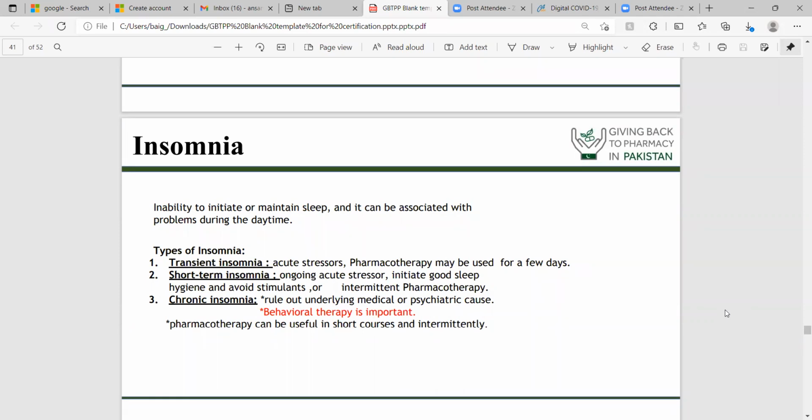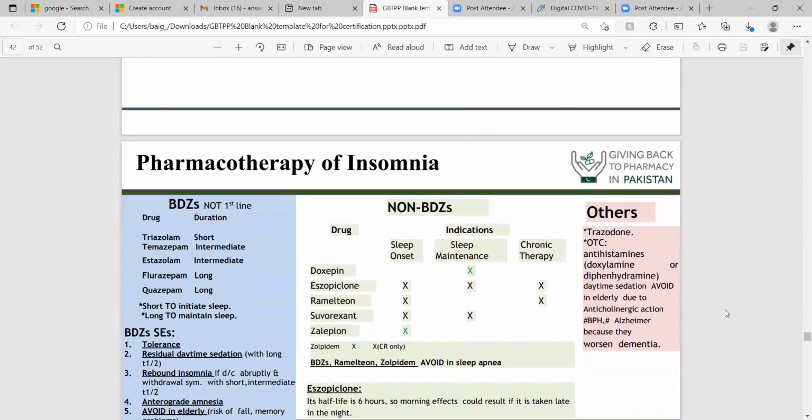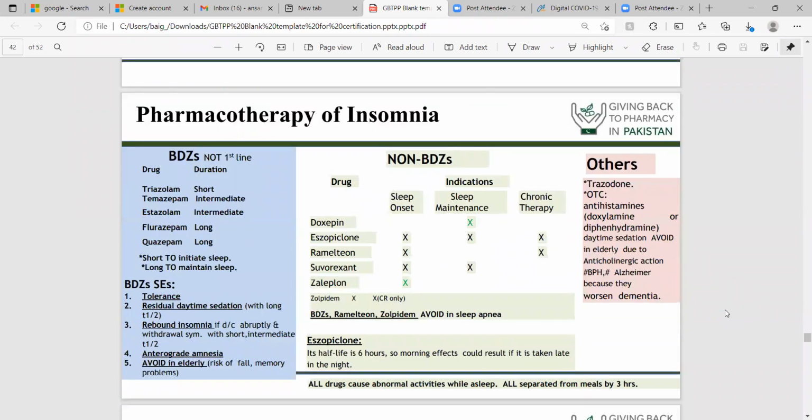So the next topic is insomnia. Insomnia is a condition in which patient is not able to sleep. And insomnia is diagnosed when the patient has symptoms for at least 3 times per week and at least for 3 months. So again, you have different treatment options available. So you have benzodiazepine, non-benzodiazepine, and others.